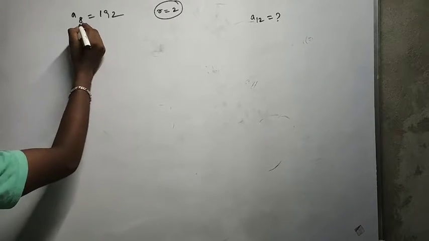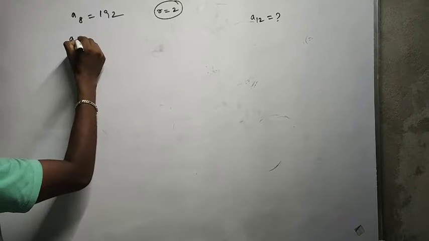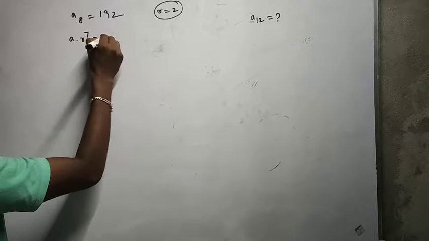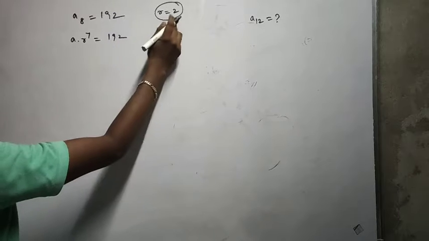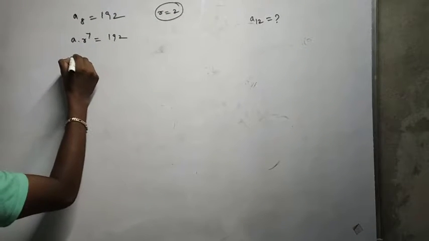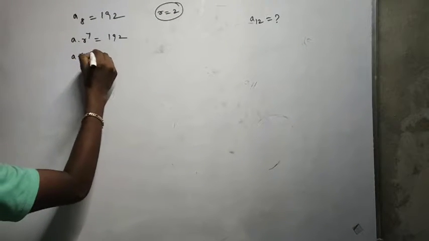So the 8th term is nothing but A into R power 7, which is equal to 192. The R value we know is 2, and the A value we don't know. So A into 2 power 7.